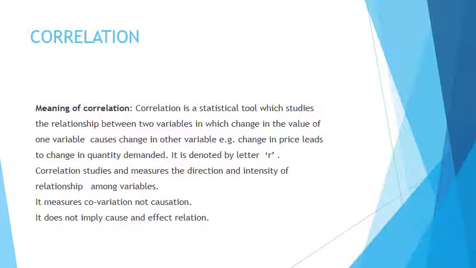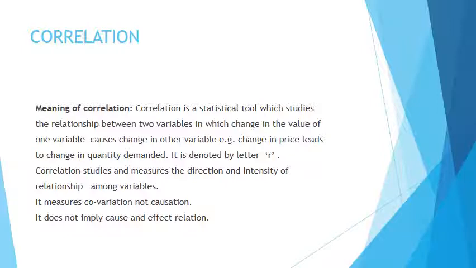Correlation is a statistical tool which studies the relationship between two variables in which change in value of one variable causes change in other variable. For example, change in price leads to change in quantity demanded. It is denoted by letter R. Correlation studies and measures the direction and intensity of relationship among variables. It measures covariation, not causation. It does not imply cause and effect relation.